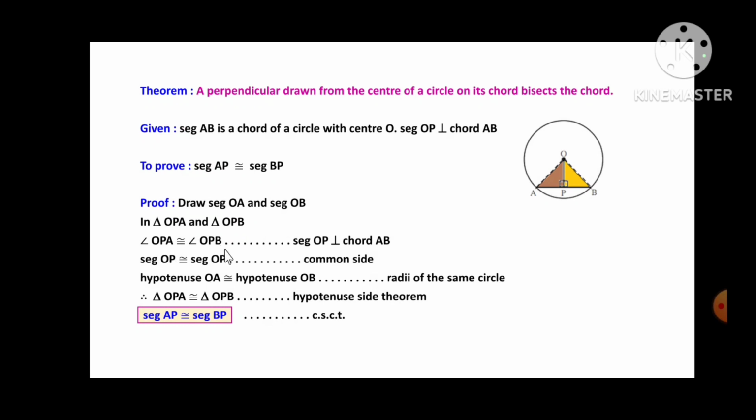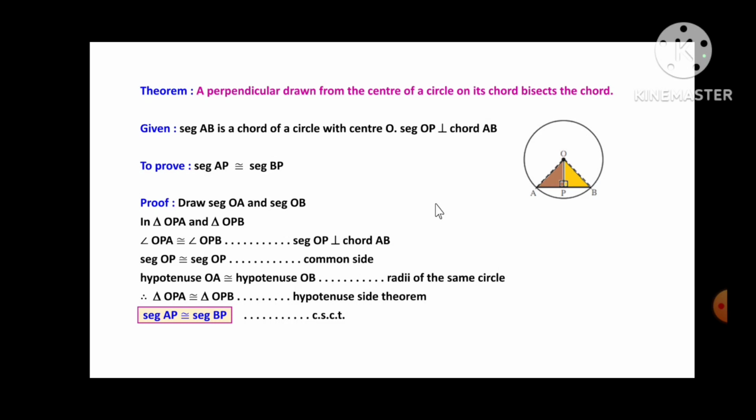So angle OPA is congruent to OPB, each 90, since OP is perpendicular to chord AB, and OP is equal to OP, that is the common side in these two triangles, and hypotenuse OA and hypotenuse OB both are radius of the same circle, which are congruent. Therefore we can say that triangle OPA and triangle OPB are congruent by the hypotenuse side test, or the right angle hypotenuse side test, RHS test you can write. So from this we will get AP is equal to BP, corresponding sides of congruent triangles, which we had to show here. This is theorem 1.